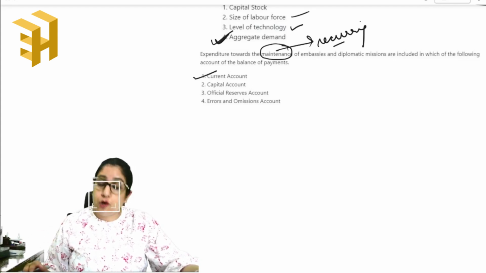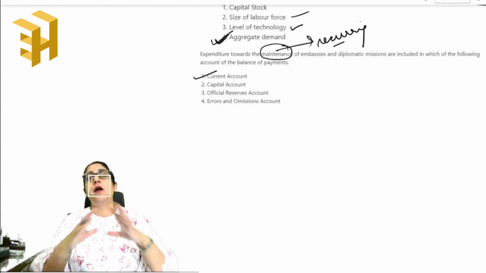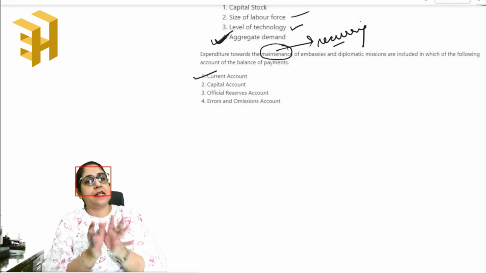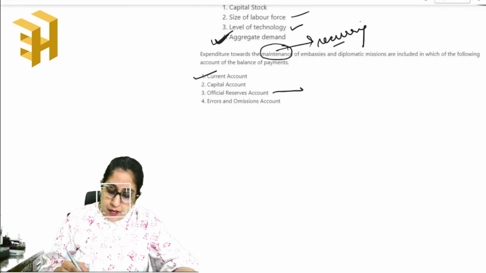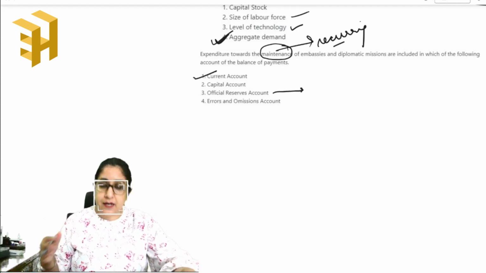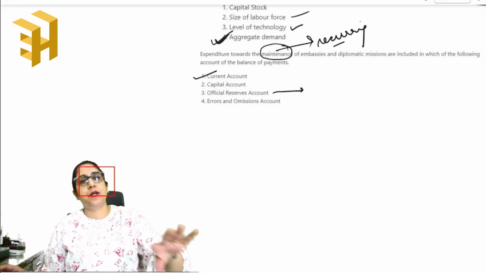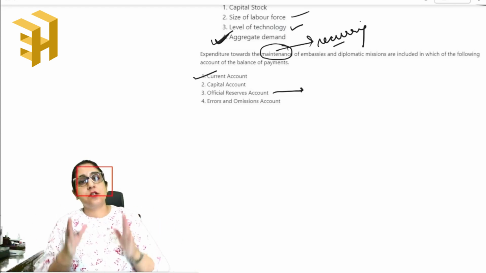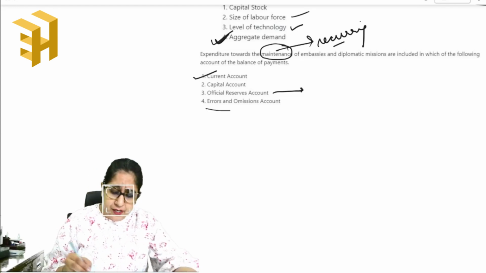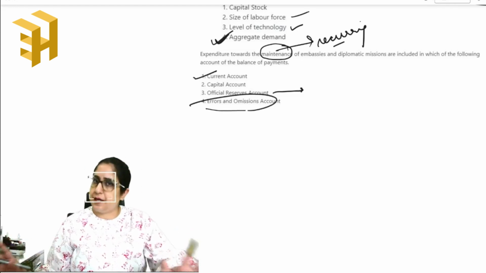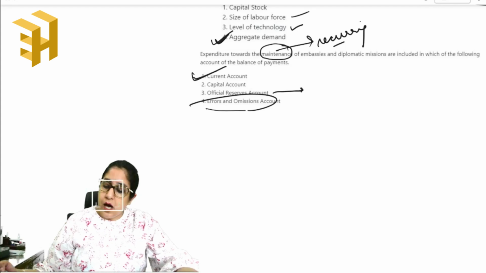Why is it not included in your capital account? Because there is no asset that is being built. We are just maintaining an already existing asset that is there, right? Official reserves account only includes your foreign reserves, right? Like gold, foreign exchange, and so on. It is not concerned with foreign embassies, their maintenance expenditure, nothing at all. Just the official foreign reserves that are there. And errors and omissions account is just the minor errors that can be committed. Okay, so current account is the answer to this.